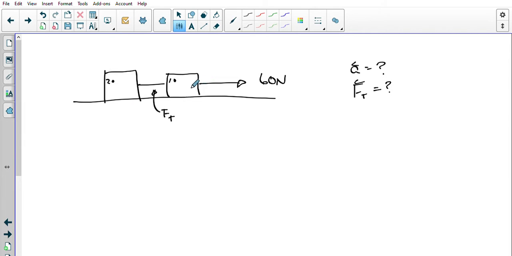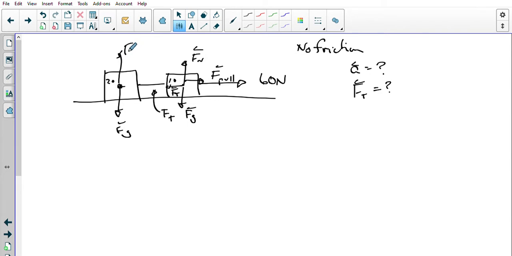so let's see about taking a look at what forces we've got. For this first case, we have no friction. So these are on rollers or something like that, or sand. All right, so we're going to have a force of gravity. We're going to have a force normal. We're going to have a force of our pull. And we're going to have a force tension. On this block here, we're going to have force of gravity. We're going to have a force normal. And we're going to have a force of tension. All right. So we've got a lot of forces here.